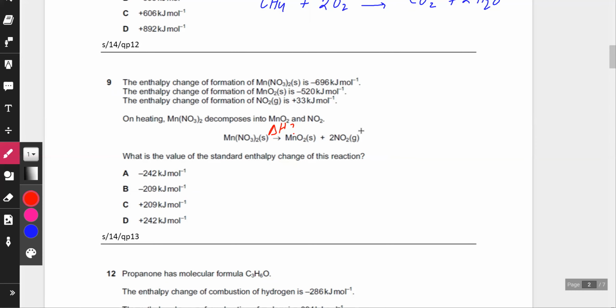Is it D, 242? I think it's 209. Did you multiply NO2 by 2? The product is minus 520, and the other one is 33 times 2. And you subtract the reactant from it. That's minus 696, right?